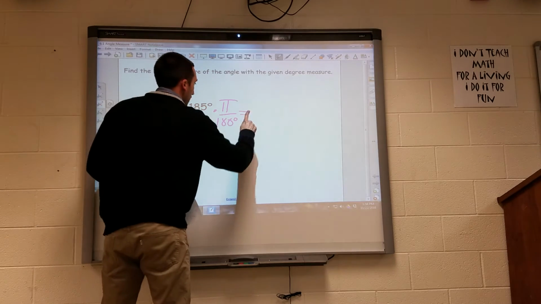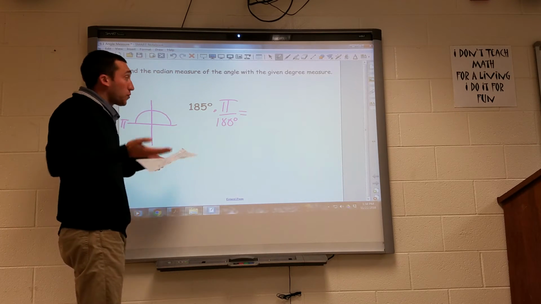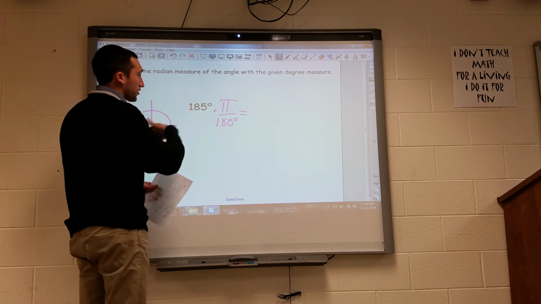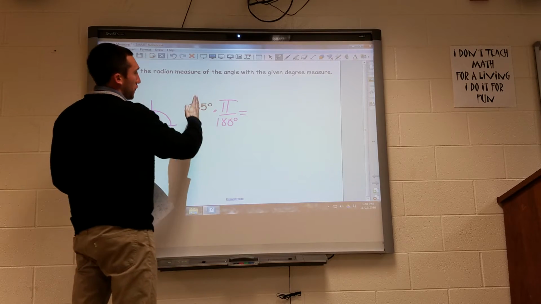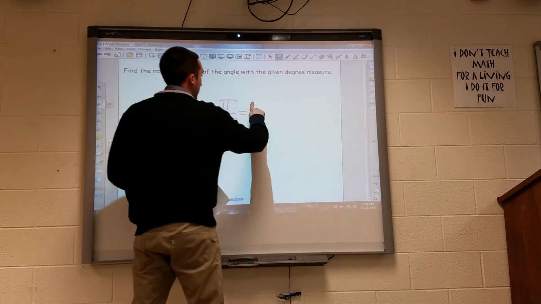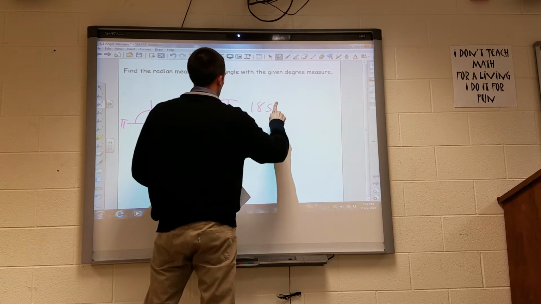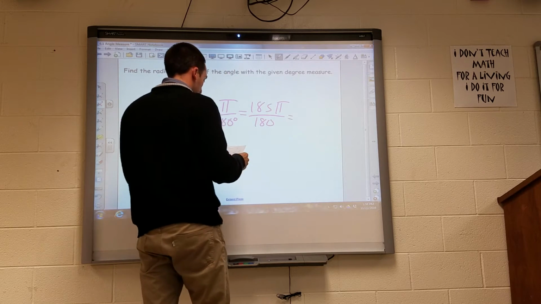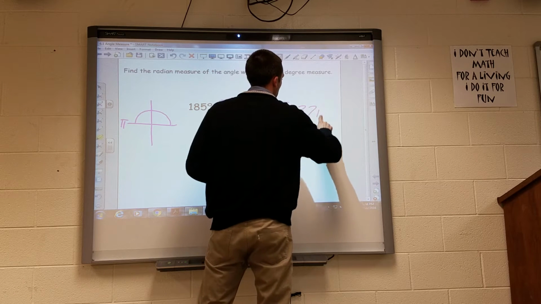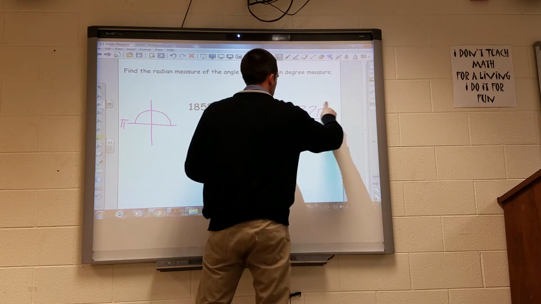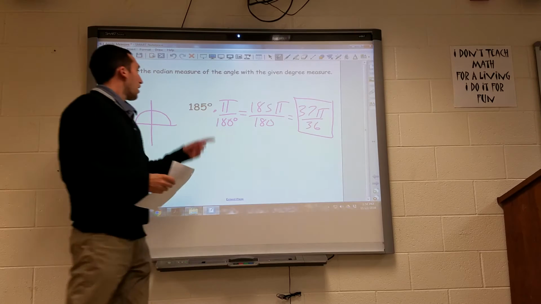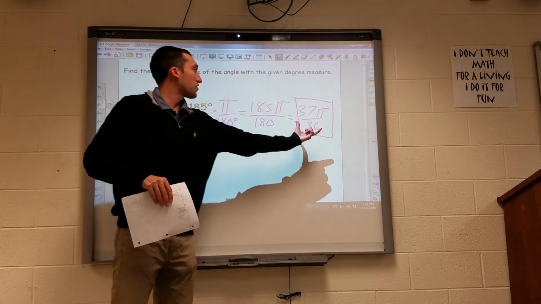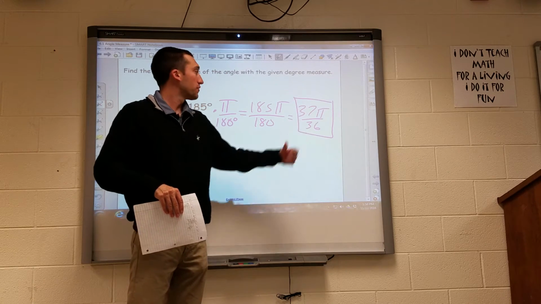So I can multiply by 1, right? I'm just multiplying by 1 just like I can do with any other math problem. I can multiply by 1, that doesn't change the value. It's just going to change it from degrees to radians. So here I get 185 pi over 180, and that reduces down to 37 pi over 36. So 185 degrees written in radian measure is 37 pi over 36.